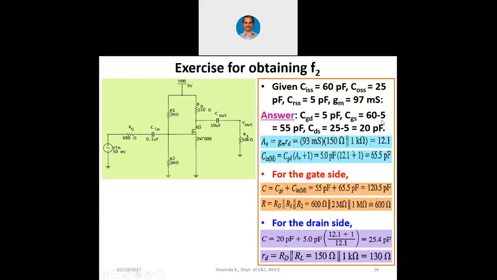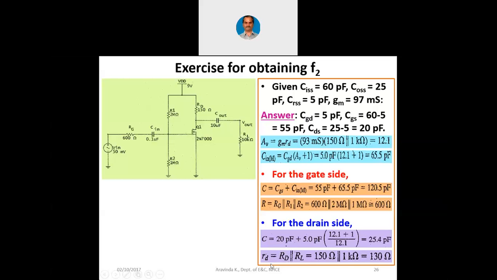Now, using all these values in the formulae, we get the voltage gain as 12.1, and the Miller's input capacitance is 65.5 picofarad. Now, for the gate side, the total capacitance is CGS plus the Miller's capacitance, which is 120.5 picofarad. The net resistance at the input is Rg parallel with R1 parallel with R2, around 600 ohms. For the drain side, we get the total capacitance using the Miller's counterpart as 25.4 picofarad. And this small rd is given as capital RD in parallel with capital RL.